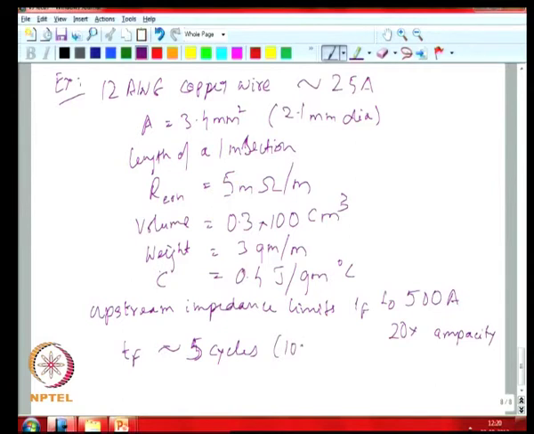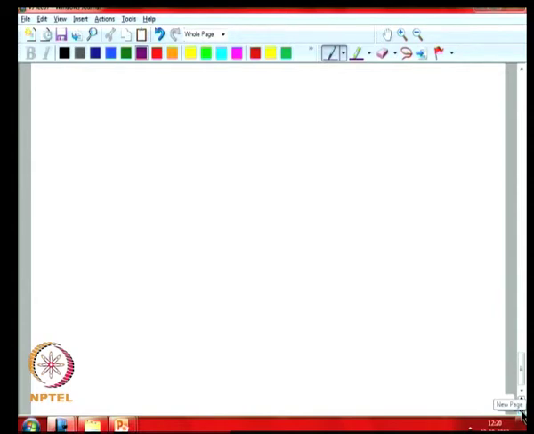Or 100 milliseconds. So, next you can calculate the energy dissipated during the fault duration. So, your E_F is I squared R into your fault duration. So, this is about 125 joules per unit length of the wire.